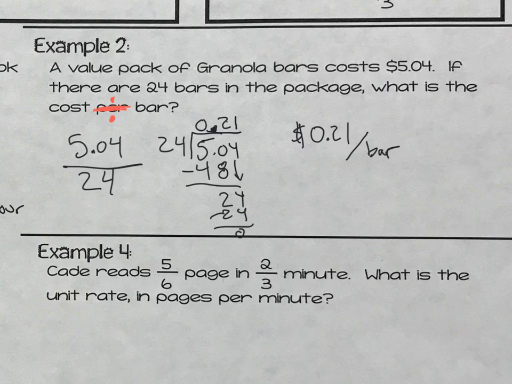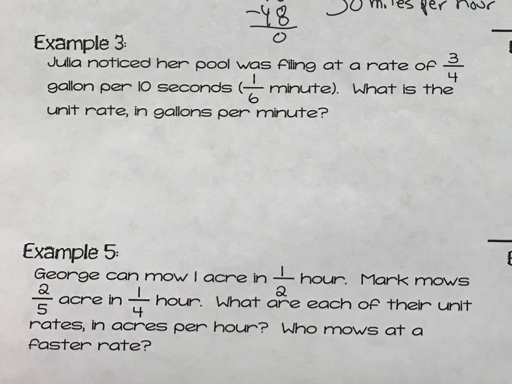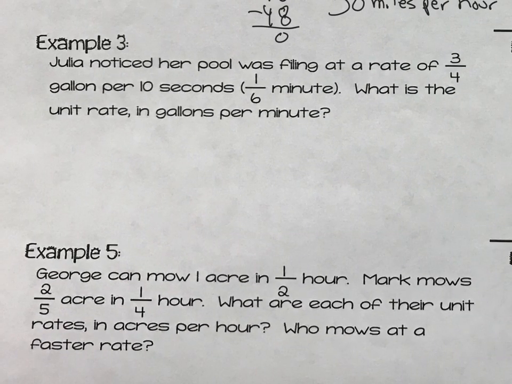And then I'm going to do example 3, and this will be the last one I do. I'll have you finish number 4 together or on your own. So example 3 says, Julia noticed her pool was filling at a rate of 3/4 gallon per 10 seconds, or 1/6 of a minute. What is the unit rate in gallons per minute?